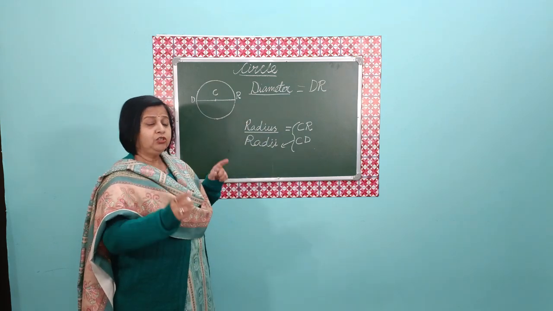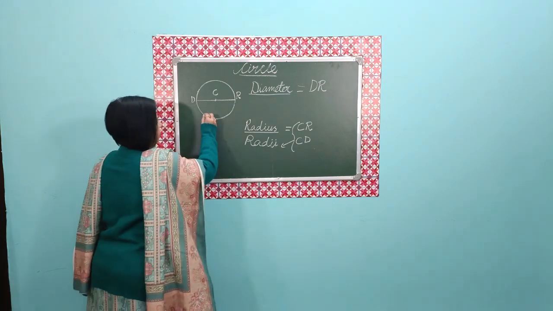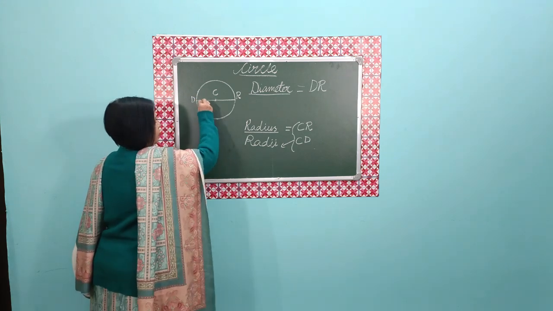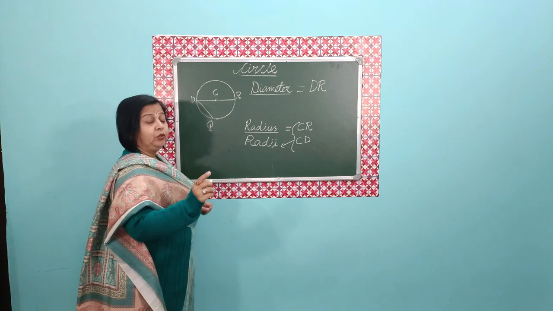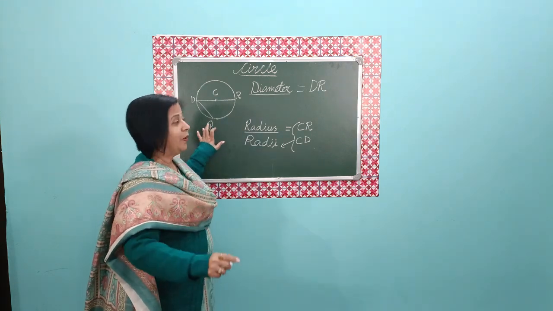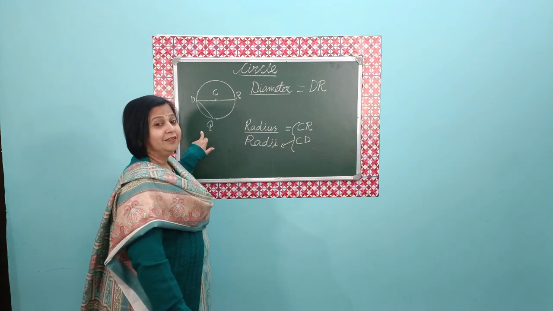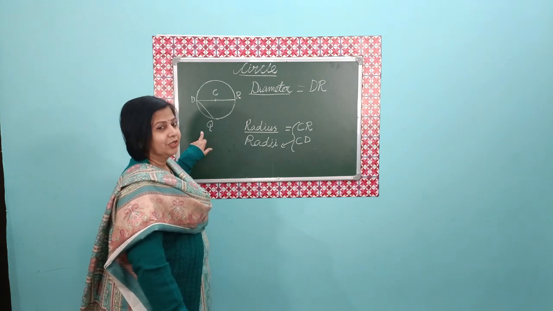Now, just joining two points on the circle doesn't make it a diameter. For example, if I have this point D over here, I take one more point over here, let's join it and I name it DQ. But you can see that DQ does not pass through the center of the circle, so we do not call it a diameter. There is another word for it, which you learn in the higher classes. It's called a chord.